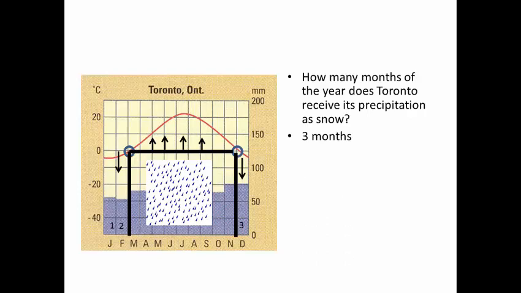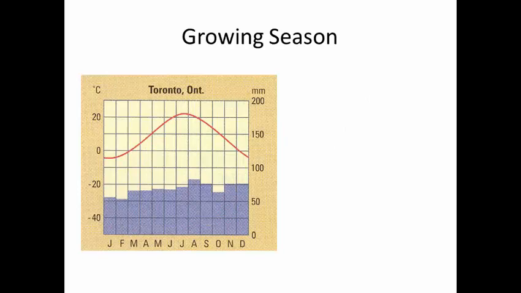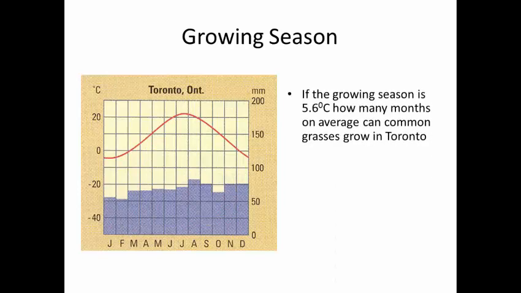Okay, the next question has to deal with the growing season. If the growing season is 5.6 degrees Celsius, how many months on average can common grasses grow in Toronto? Okay, in order to do this, the first thing I would do is draw the growing season on my graph. Since the growing season is 5.6 degrees Celsius, let's place the horizontal line on the temperature scale of 5.6 degrees Celsius. Here, approximately, is the growing season on the left-hand vertical axis.